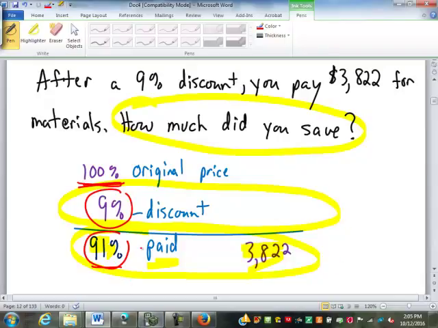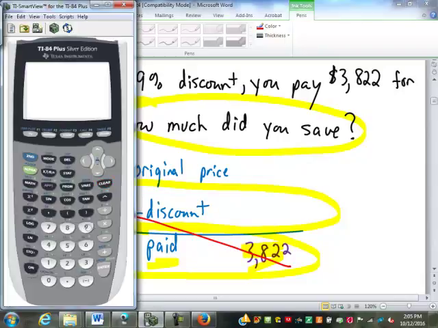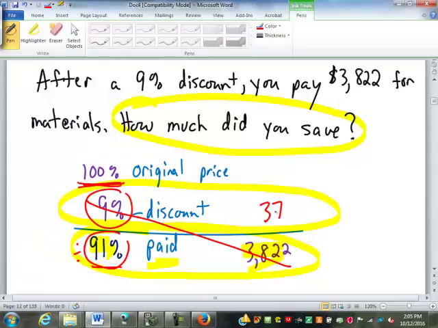So if we cross multiply and divide, 9 times 3822 divided by 91 gives us $378. So $378 was the amount of our discount at the 9%. If we wanted to keep going, we could find then that $4,200 would have been the full amount.